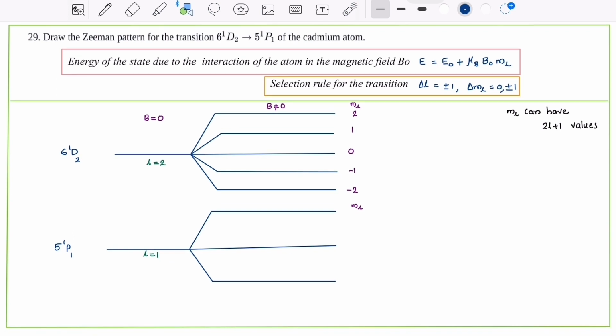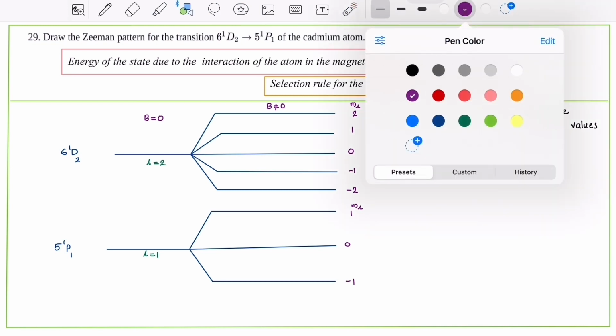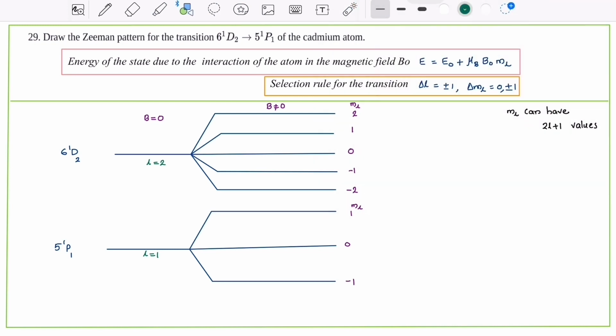The L equal to 1 level splits up into 3 components in the presence of a magnetic field, that is, ML is equal to 1, 0 and -1. In between these levels, the transition happens, and that leads to the normal Zeeman pattern. For that, we should know the selection rule. The selection rule is delta L is equal to plus or minus 1, and delta ML is 0 and plus or minus 1. First, let us draw the transition corresponding to delta ML is -1.